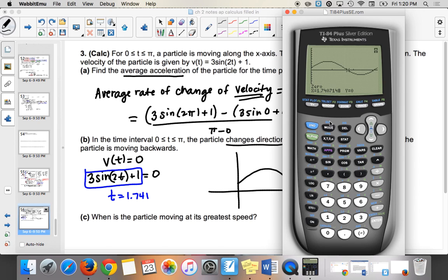All right, and then you do the second one. So second, trace, and go over and find that one. Or not intersect, zero, I mean.